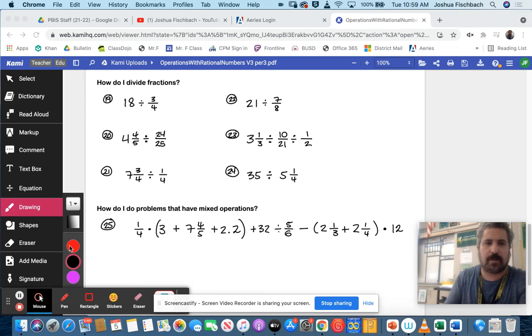So the main thing you want to do when you're working with fractions and mixed numbers is, the first thing you want to do is change all your mixed numbers into top-heavy fractions. So let's say we're working with, for example, number 20 here, okay? You've got 4 and 4/5 divided by 24/25. You want to change 4 and 4/5 into a top-heavy fraction.